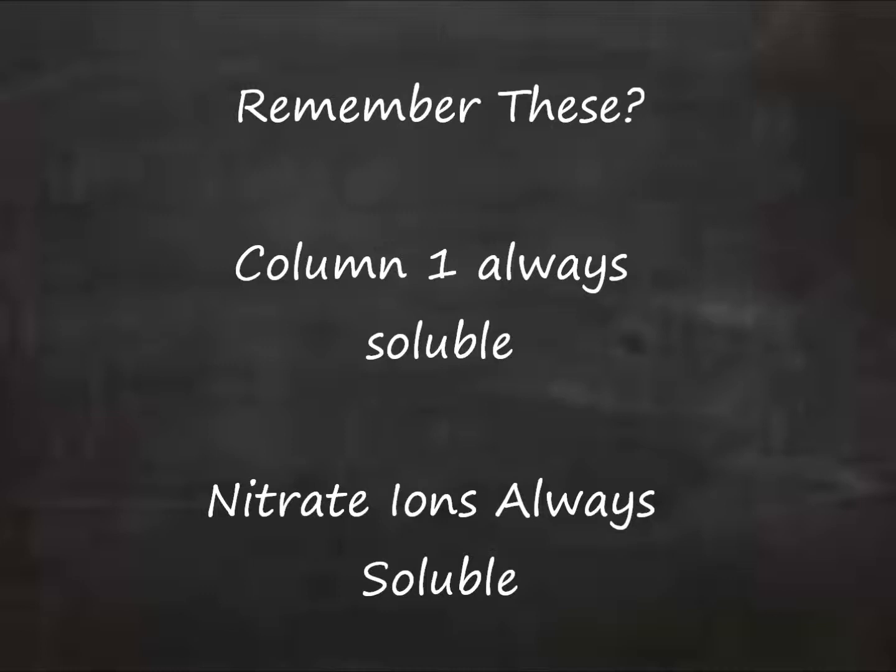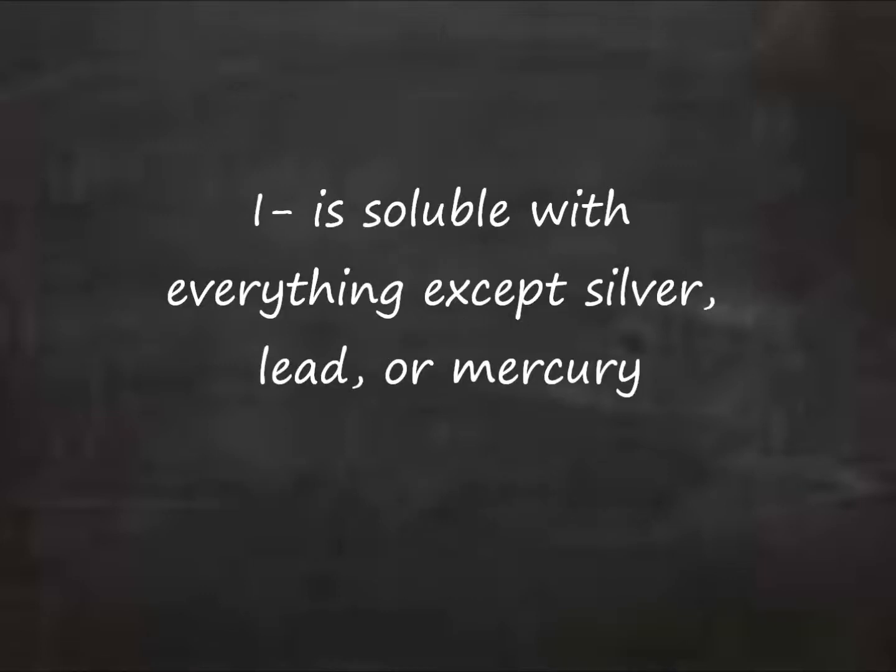iodide. If we look back at our solubility rules, which as you're going to see are very important to know, we do find that iodide is soluble with everything except for silver, lead, or mercury. So we can clearly state that a reaction has occurred because we have a precipitate, and that precipitate is our lead iodide.